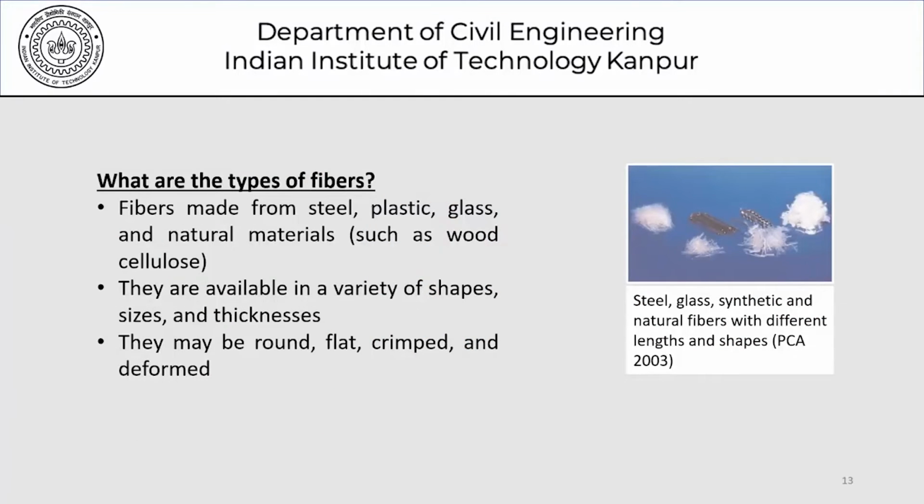What types of fibers are used in the industry as far as concrete is concerned? Fibers made from steel, plastic, glass and natural materials such as wood or cellulose. They are available in a variety of shapes, sizes and thicknesses, and they may be round, flat, crimped and deformed. So there are different types of fibers which are available to us, and this picture here gives you the different types of fibers: steel, plastic, glass and so on.